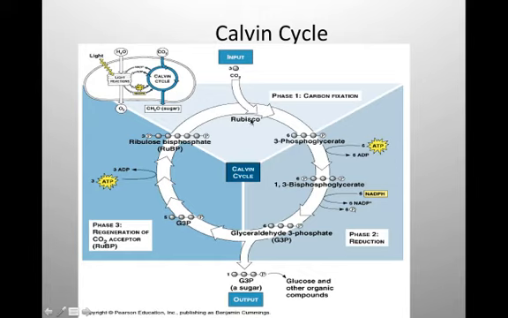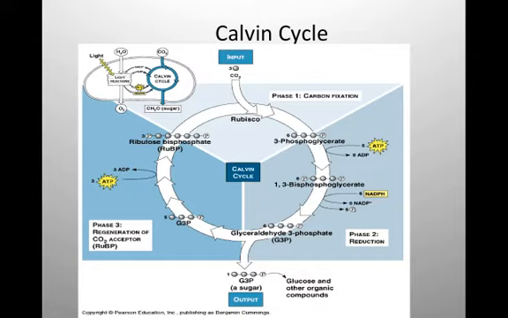This spontaneously leads to these 3 carbon molecules dissociating into 6 3-carbon phosphoglycerates. All right. Now remember where we've seen phosphoglycerate. We saw phosphoglycerate in glycolysis.